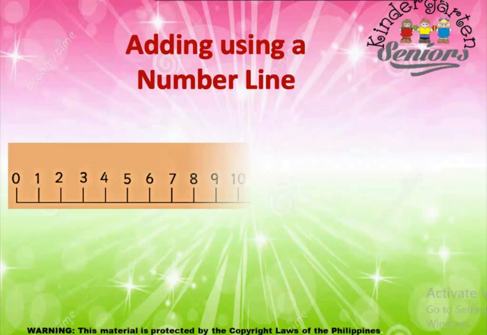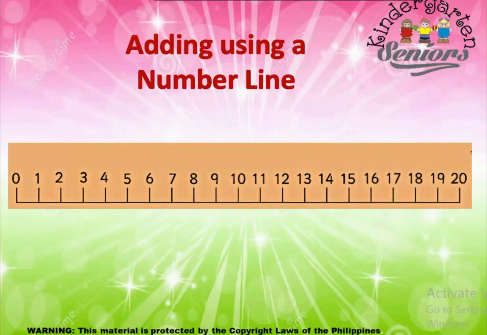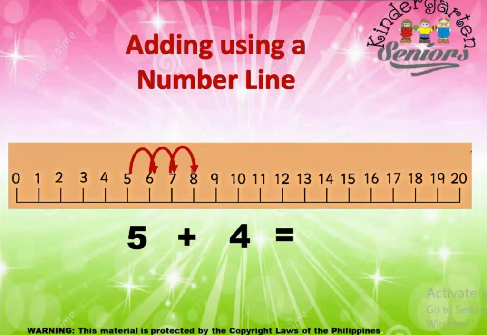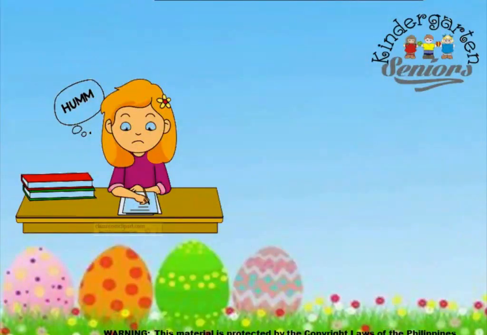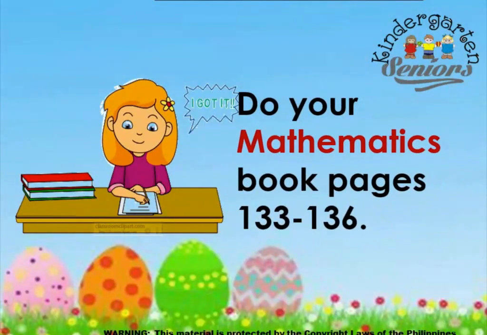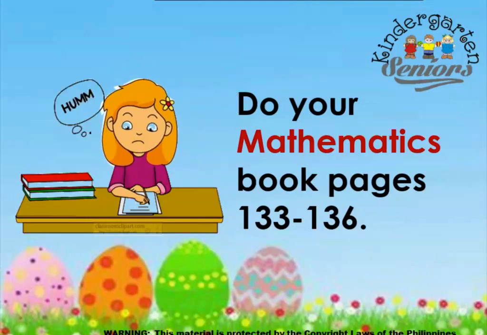Okay, one more. In the number line, we have 5 plus 4 equals. Start by 5. We have 1, 2, 3, 4. Where did we stop? 9. So 5 plus 4 equals 9. I'm sorry. Copy this last example. Now do your mathematics book pages 133 to 136.